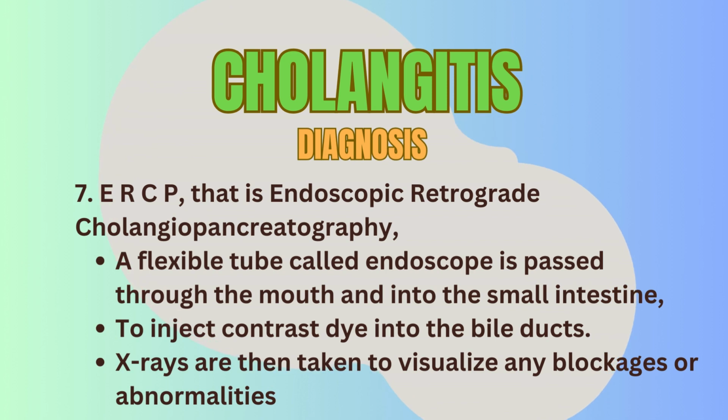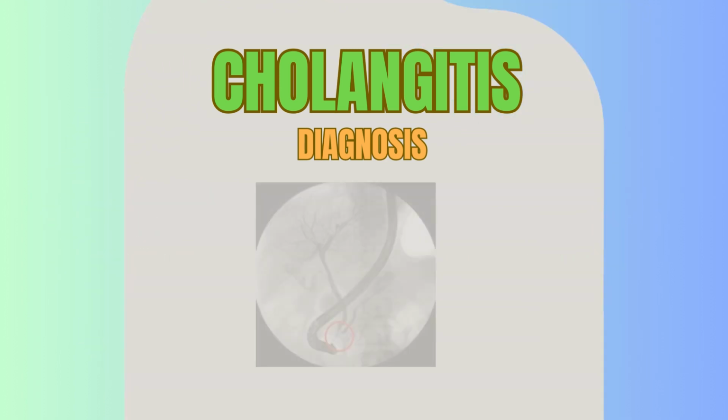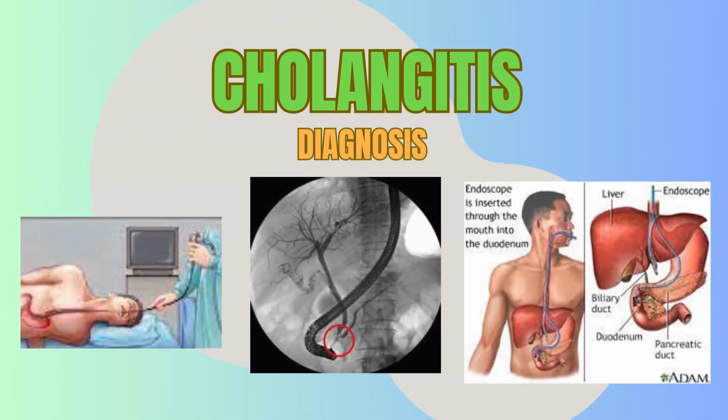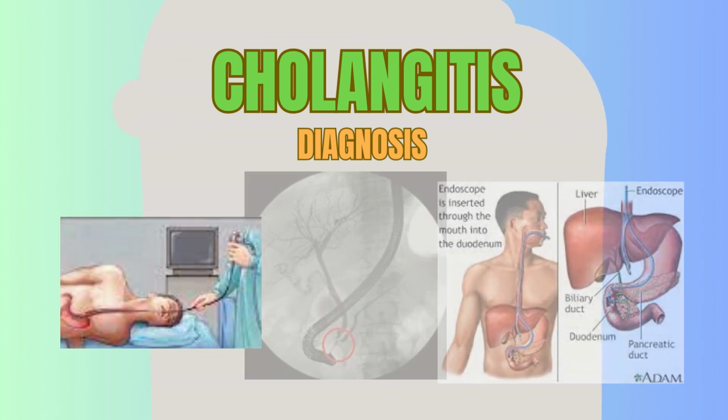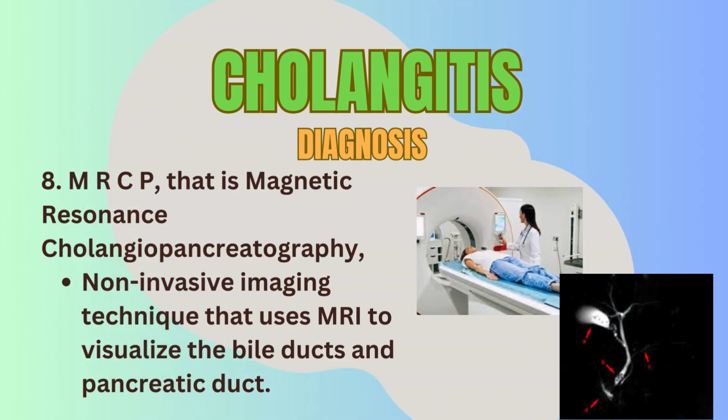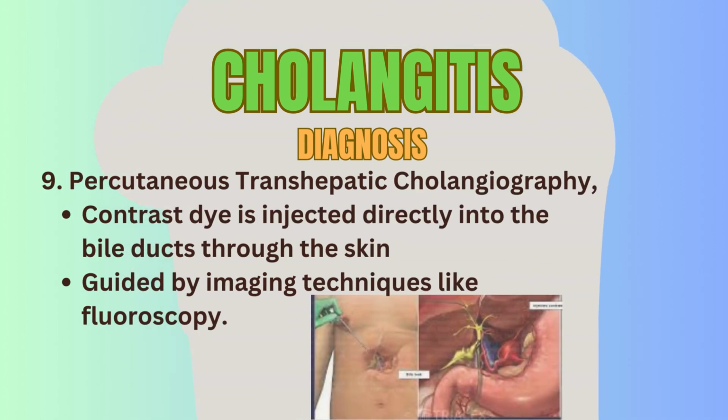8. ERCP, that is endoscopic retrograde cholangiopancreatography, in which a flexible tube called endoscope is passed through the mouth and into the small intestine to inject contrast dye into the bile ducts. X-rays are then taken to visualize any blockages or abnormalities. 9. MRCP, that is magnetic resonance cholangiopancreatography, which is a non-invasive imaging technique that uses MRI to visualize the bile ducts and pancreatic duct.